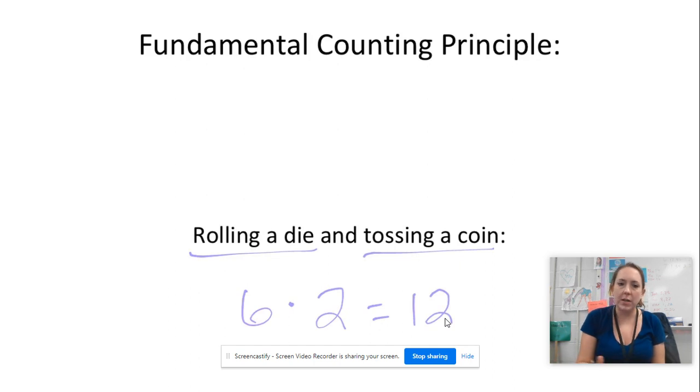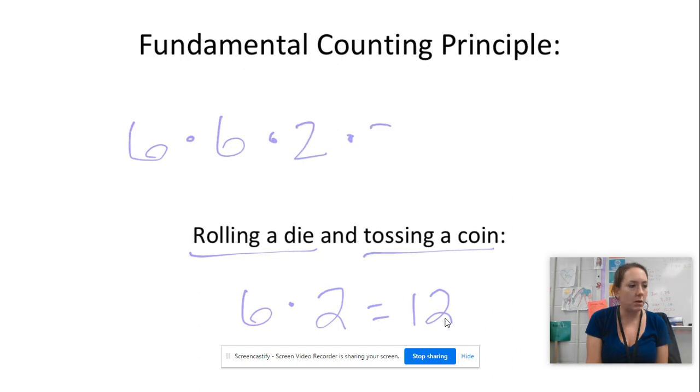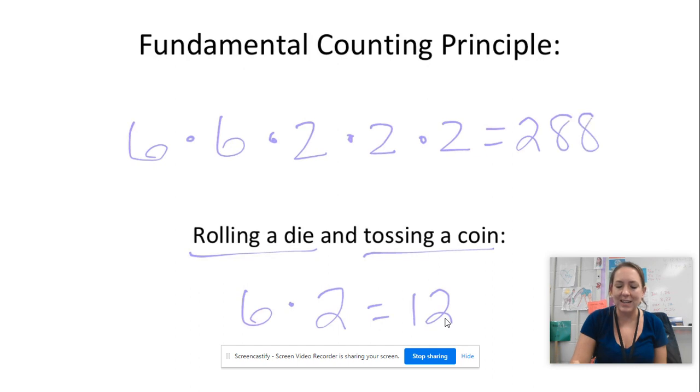If you do those things multiple times, like let's say you roll a die twice, you multiply by 6 twice. And then let's say you flip a coin 3 times, then you multiply by 2 three times. So that's 36, 72, 144, and 288. So there are 288 different possible outcomes if you roll a die twice and flip a coin 3 times. Crazy, huh? Cool.